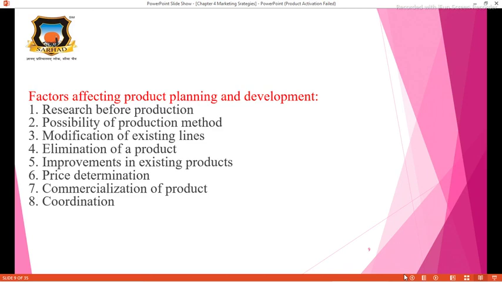The next is price determination. Determining the price of the product is one of the main elements of the process of product planning. Should the prices be set on the basis of the prices charged by the competitors, or on the basis of the cost of the product, or on the basis of the forces of demand and supply, is one of the important decisions to be taken.